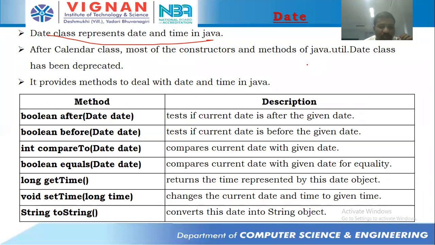We have some set of methods. Boolean after(Date) tests if the current date is after the given date, and boolean before(Date) tests if the current date is before the given date. We'll discuss how to do it. compareTo compares the date with the given date, and equals compares the current date with the given date for equality. getTime returns the time. setTime changes the current date and time to a given time. And the toString method converts this date into a string object.